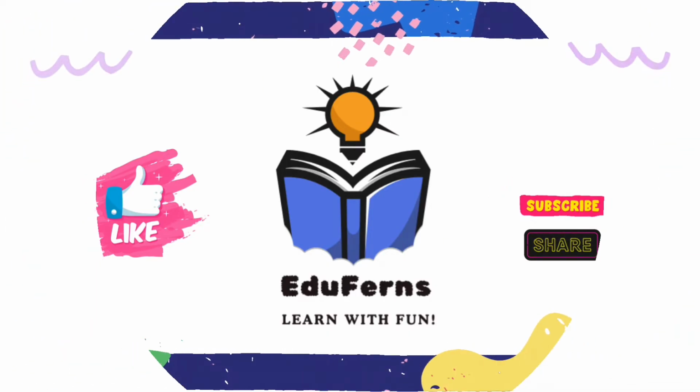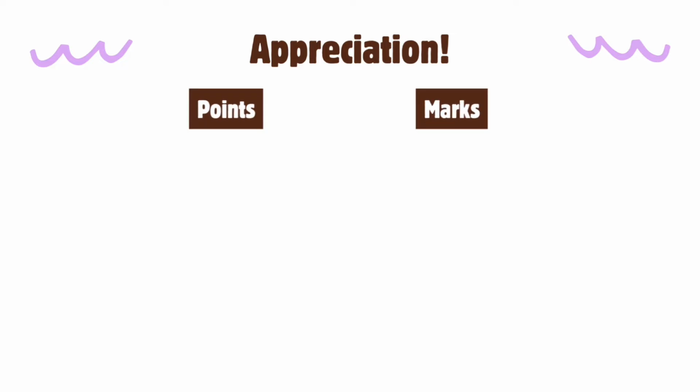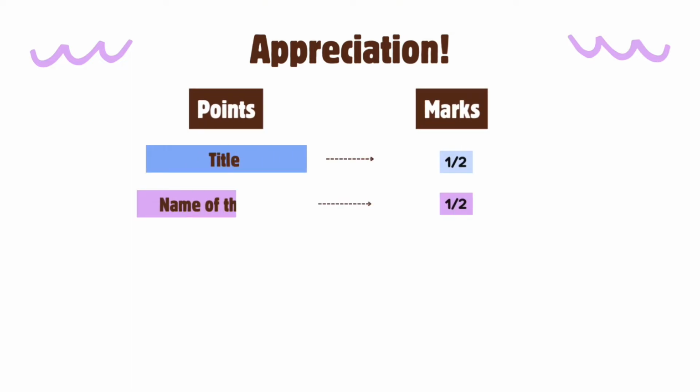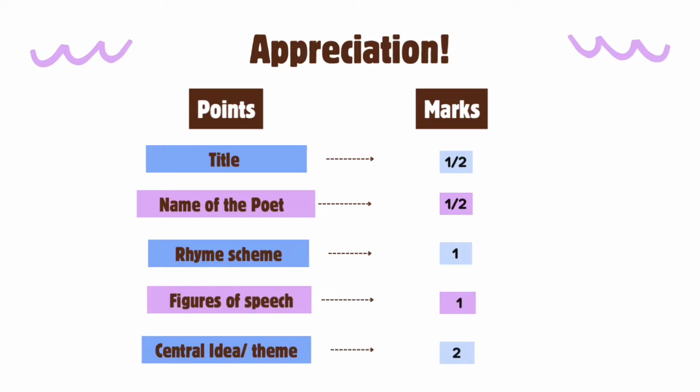Let's begin. Appreciation comes for 5 marks. Marks are divided for various points as follows. Title, half marks. Name of the poet, half marks. Rhyme scheme, 1 mark. Figure of speech, 1 mark. Central idea or theme of the poem, 2 marks. So in total, it is a 5 marks question. The question will be asked to write the appreciation of the poem in a paragraph format using these points. The poem will be given and we have to cover all these points in detail.